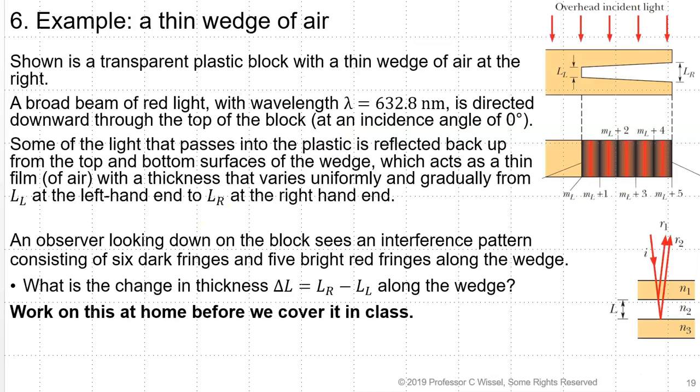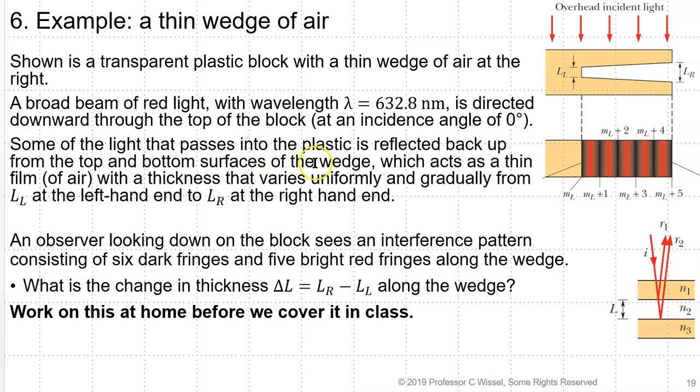Now we have an interesting example here. Shown is a transparent plastic block with a thin wedge of air at the right. A broad beam of red light with wavelength lambda equals 632.8 nanometers is directed downward through the top of the block at an incident angle of 0 degrees.